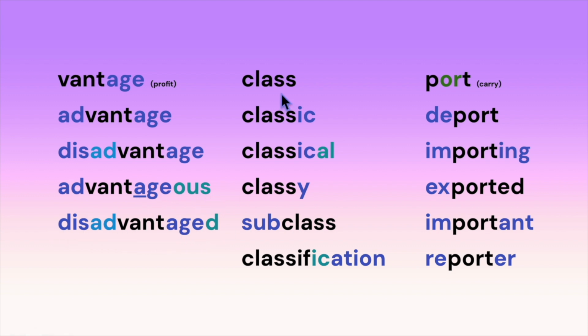Disadvantaged. Here's our root class. Classic, classical, classy, subclass, classification. Port is a root that means carry.